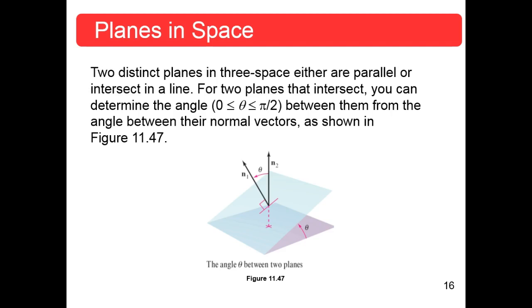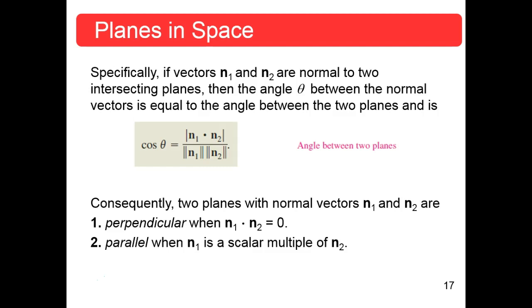So basically, if you have two distinctly different planes, you know what their normal vectors are. Take the coefficients of your x, y, and z. That's your normal vector for the first plane. Do the same for the second plane, and then determine the angle between those two vectors. That's going to be the same as the angle between the two planes. Well, how do we get the angle between those two vectors? Specifically, if vectors n1 and n2 are normal to two intersecting planes, then the angle theta between the normal vectors is equal to the angle between the two planes.